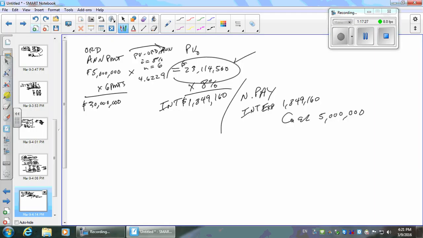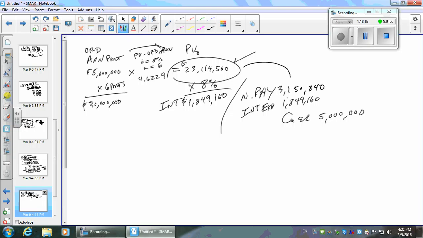So how much note payable got paid off? You gave $5 million and 1,849,160 was interest. I gave him 5 million. How much did I reduce the debt by? The interest is 1,849,160. 5 million less 1,849,160. 3 million something? 3,150,840.